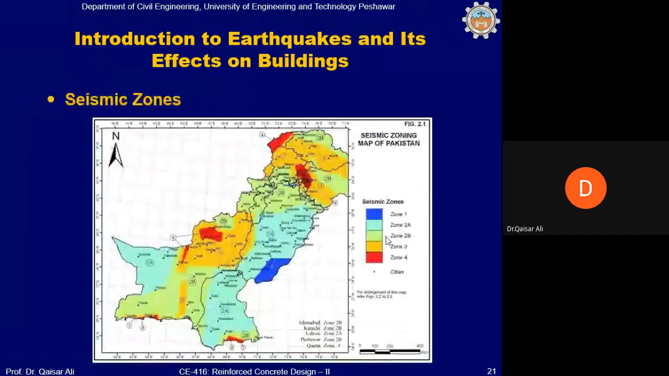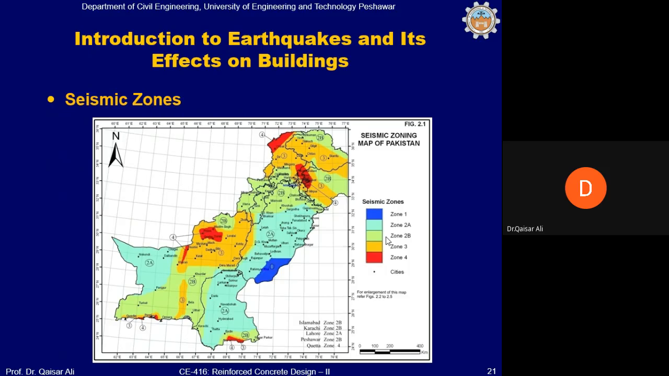This is the seismic zones of Pakistan. The seismic zones of Pakistan are divided into 4 zones, and zone 2 is then further subdivided into 2 zones, 2A and 2B. The severity of the earthquake increases with the zone number. Zone 1 is a low seismic zone. Zone 2A and 2B are moderate seismic zones, lower and upper moderate. Zone 3 is severe, and zone 4 is the most severe earthquake zone.